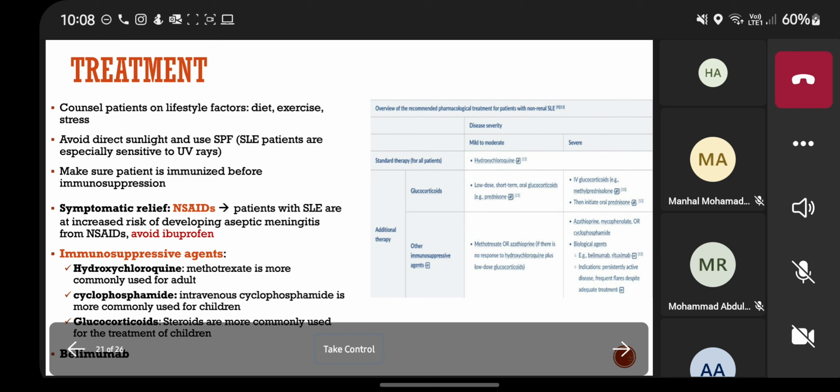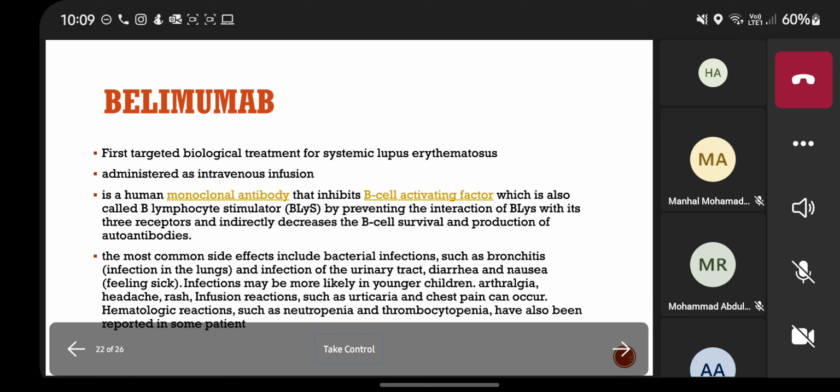And now we have a new drug, which is belimumab. This one is the first targeted biological treatment for systemic lupus erythematosus, and it's administered as an intravenous infusion. It's a human monoclonal antibody that inhibits B cell activating factor, which is also called B lymphocyte stimulator, by preventing the interaction of B lymphocyte stimulator with its 3 receptors, and indirectly decreases B cell survival and the production of autoantibodies.